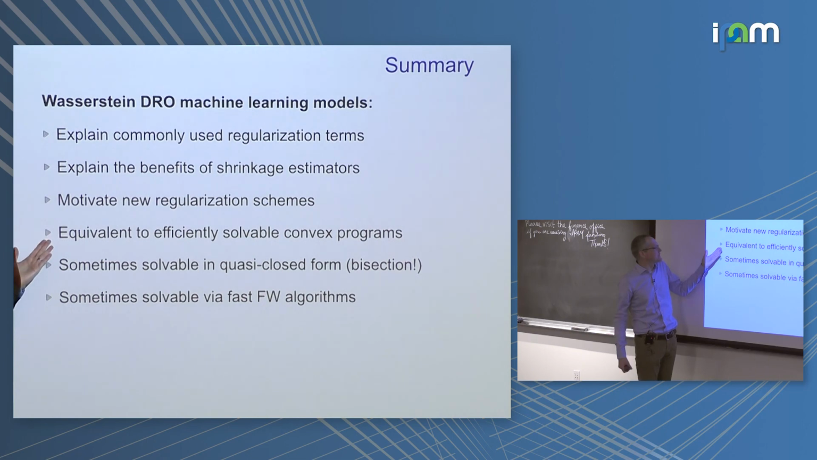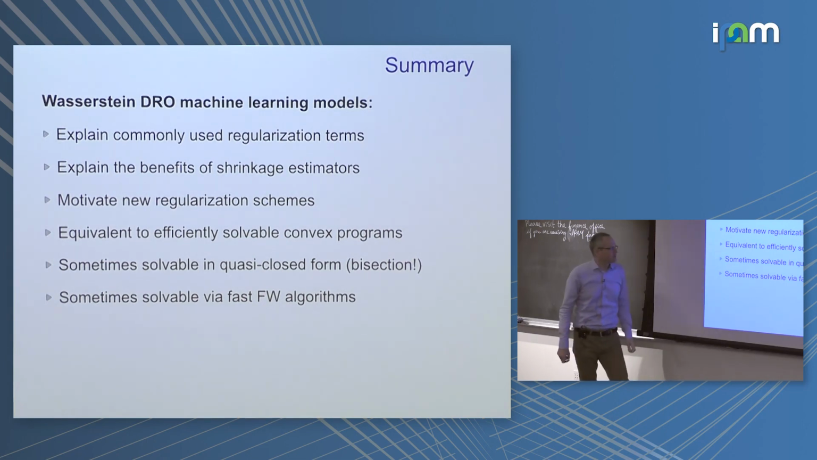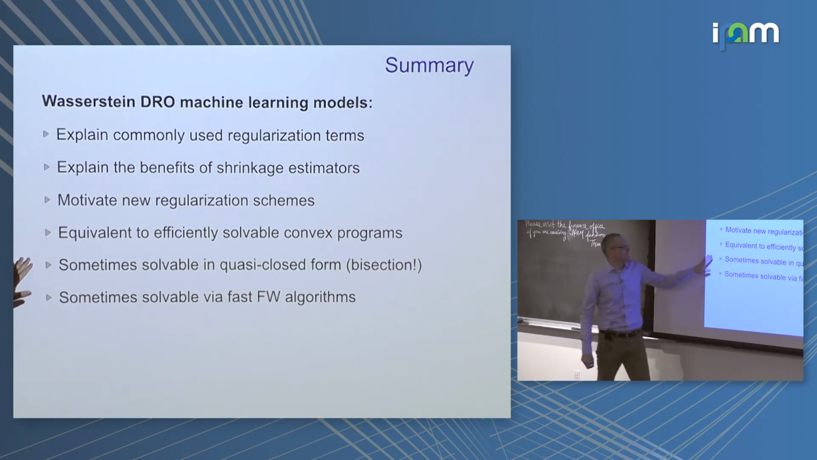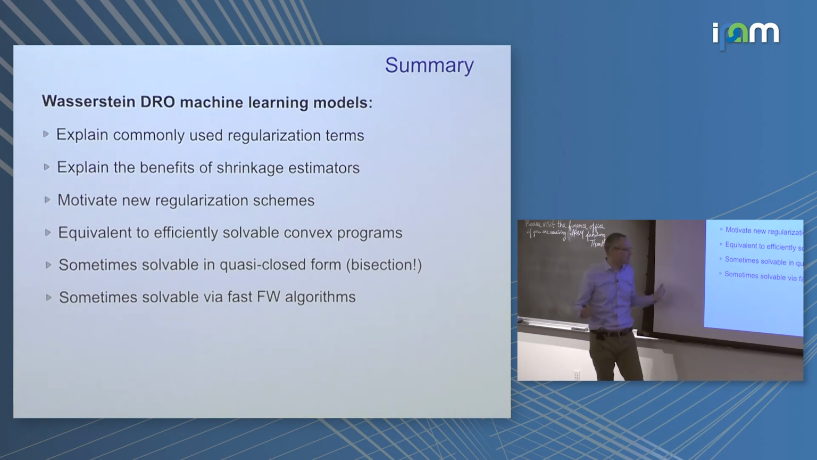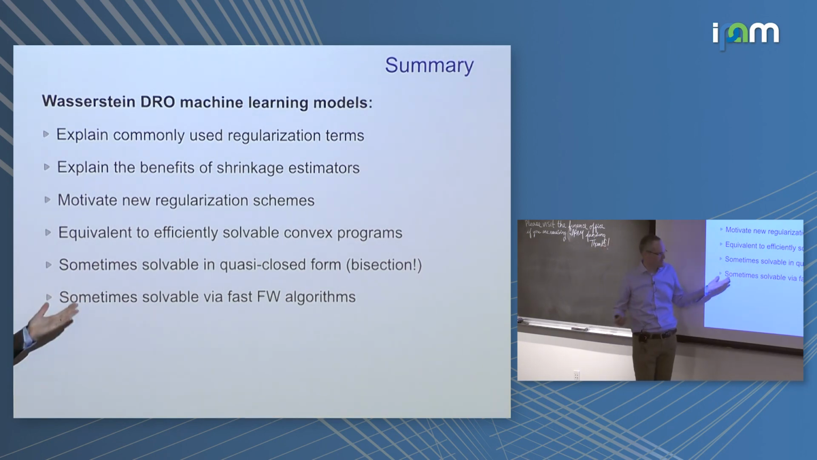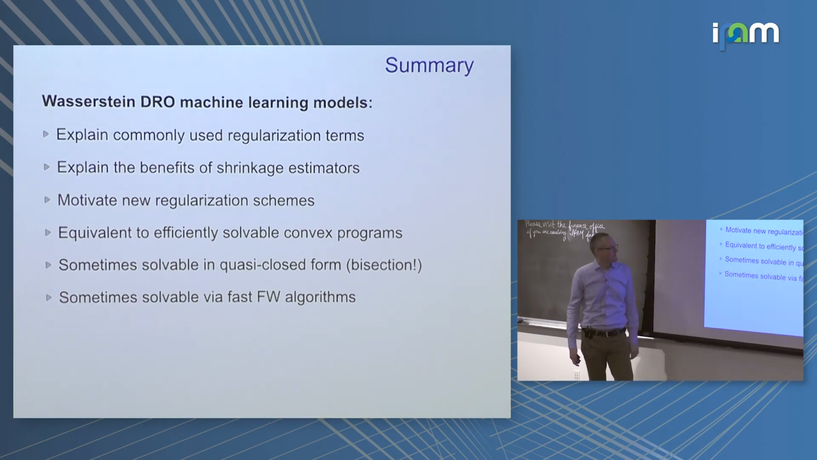Very often we get reformulations that are equivalent to efficiently solvable convex programs. Sometimes they're solvable in quasi-closed form. The only thing that needs to be done numerically would be a bisection. And in some settings, we have very efficient Frank-Wolfe algorithms, first-order methods that solve them. Okay, so I guess I'll stop here.